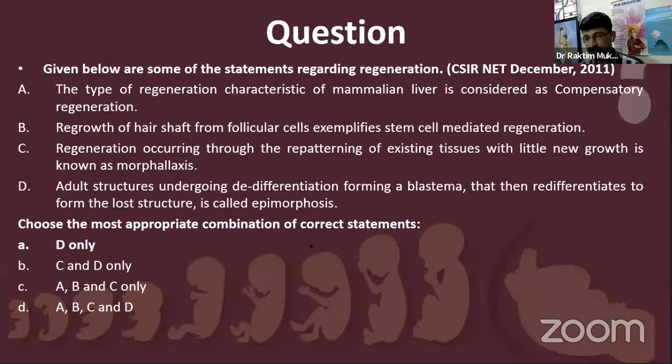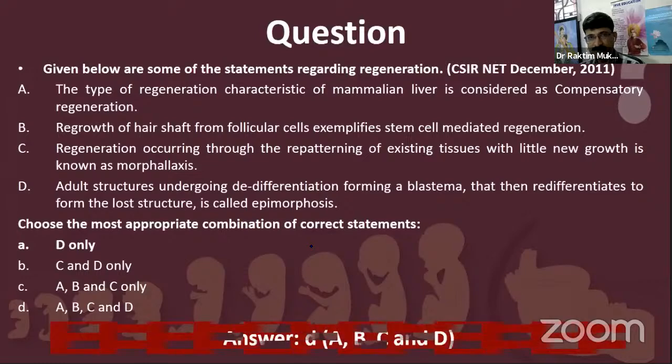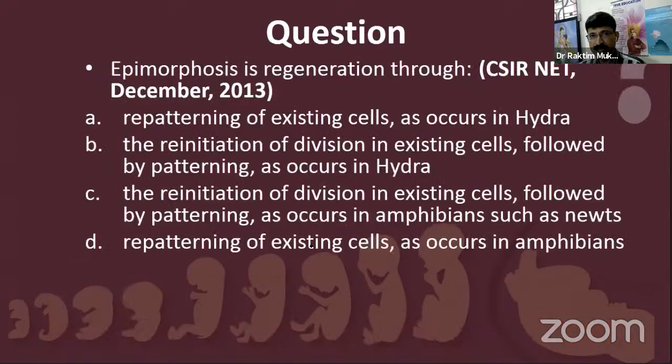This is based on the definition of epimorphosis, CSIR-NET 2013 December. Epimorphosis is regeneration through: A, repatterning of existing cells that occurs in hydra; B, reinitiation of division in existing cells followed by patterning as occurring in hydra; C, reinitiation of division in existing cells followed by patterning as occurs in amphibians such as newts; D, repatterning of existing cells that occurs in amphibians.